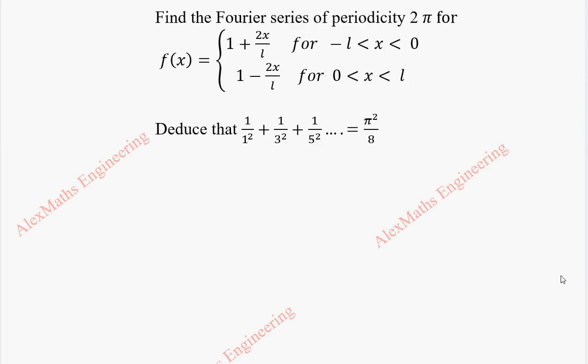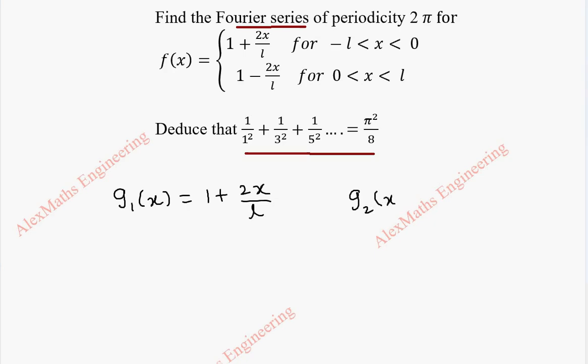In this video, we are going to find the Fourier series expansion for the given function f of x, and also we are going to deduce the following. As a first part, I am going to check whether the function is even function or odd function. So first part of the function, I am going to take it as g1 of x, which is 1 plus 2x by L, and the second part as g2 of x, which is 1 minus 2x by L.